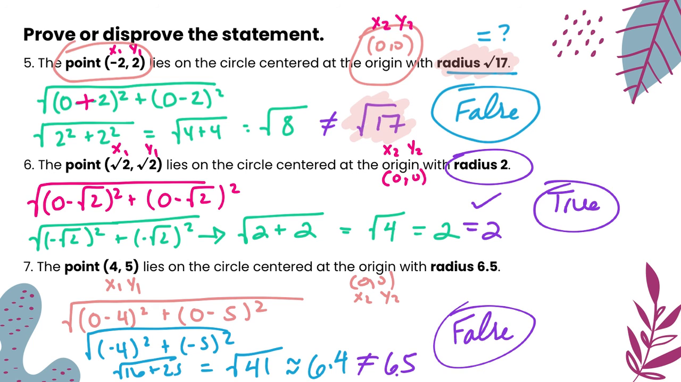Using the distance formula versus graphing, in an example like number 7, graphing-wise, it may have looked like 6.5 was on the circle, but when we use algebra, we can get a little bit more specific, and we get a more precise answer to prove or disprove our statements.